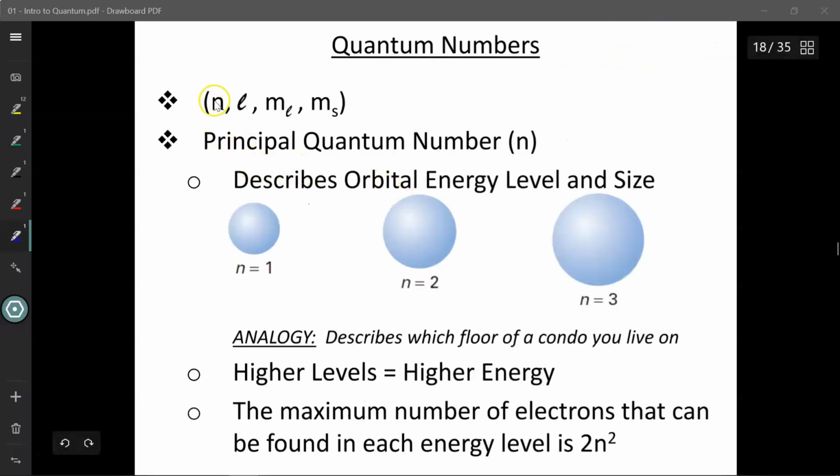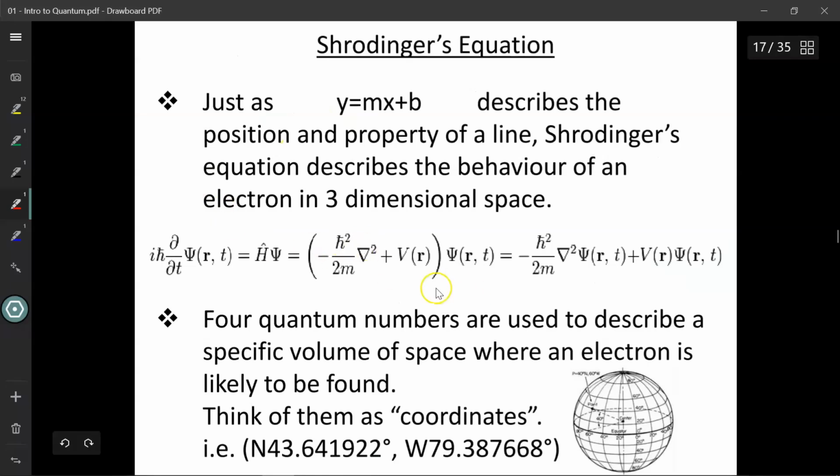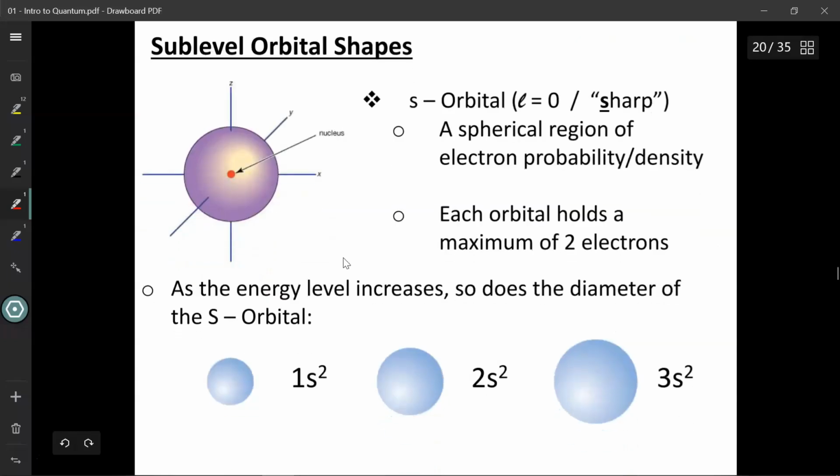So to recap, n is the principal quantum number, and it describes the orbital energy level and size in which the electron is currently located. L refers to the sub-level type, s, p, d, or f. But you can't just plug in s, p, d, f into Schrodinger's equation. We need numerical values. So each orbital type is given its own value.